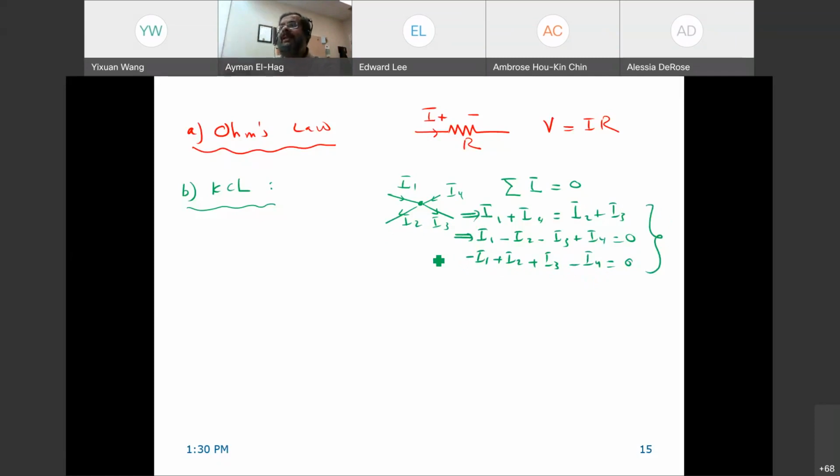But you have to be consistent. If I assume for this node current enters is positive, then all currents leaves has to be negative, and all currents enters has to be positive. You cannot change this. Okay.